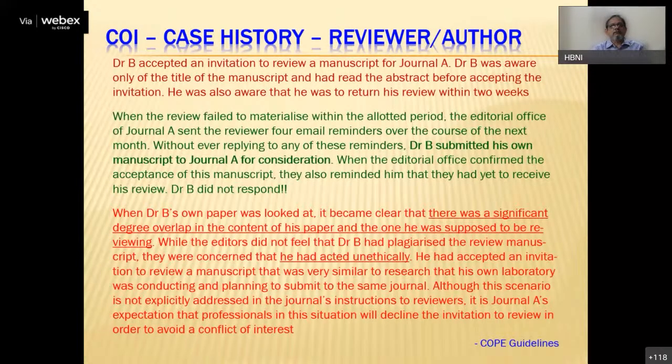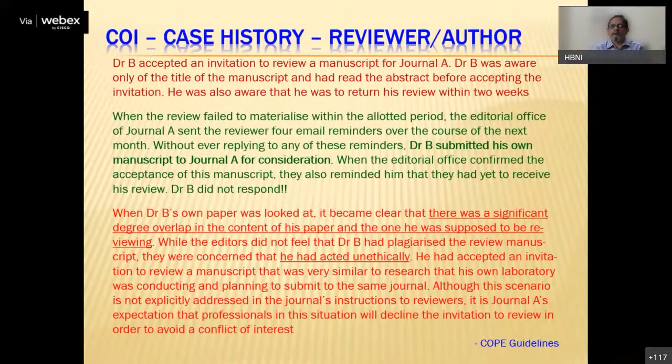Now this is another case history which involves again a reviewer who is also an author. So here there's one Dr. B who accepted an invitation to review a manuscript for a journal A. Now this Dr. B was aware only of the title of the manuscript and had read the abstract before accepting the invitation. And he was also aware that he was to return his review within a time limit of 2 weeks.